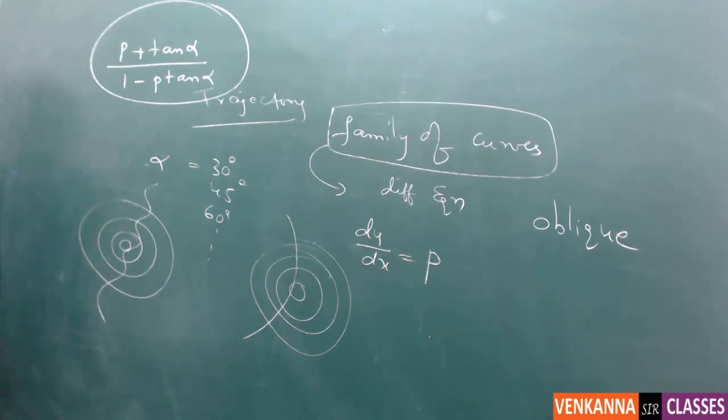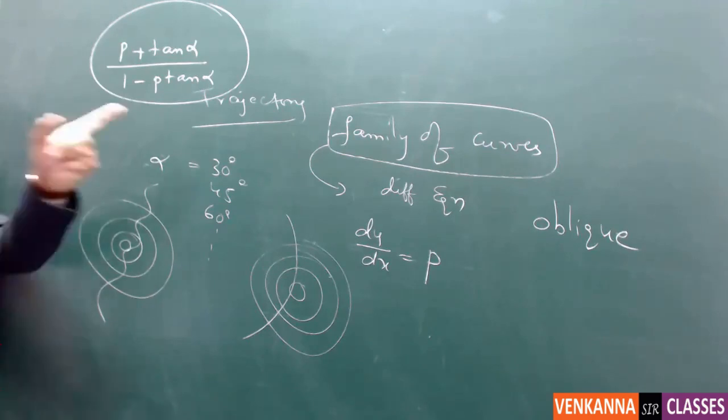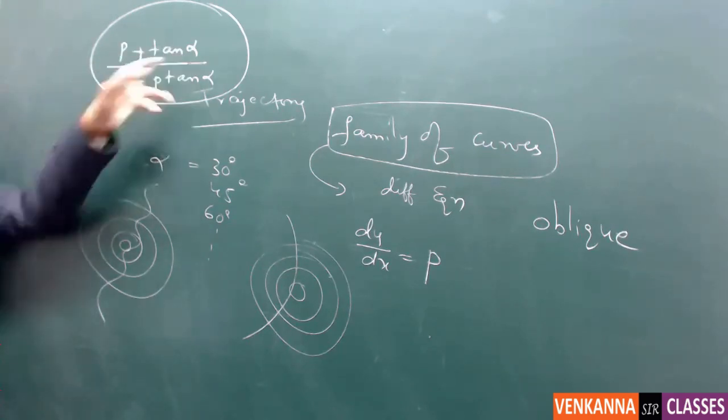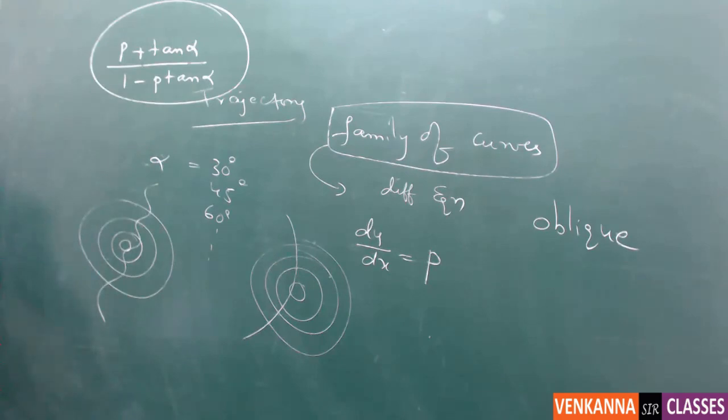So what is the procedure here? Once the family of curves is given, obtain the differential equation by eliminating the parameter. We use the symbol dy by dx for p or p for dy by dx. To determine the trajectories, replace p with p plus tan alpha by 1 minus p tan alpha, where alpha is nothing but the required angle given in the problem. Okay? Is it clear now?